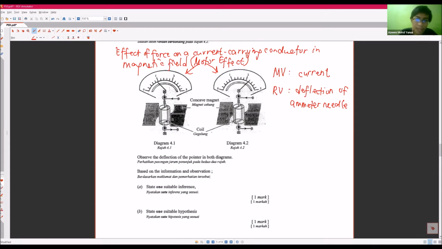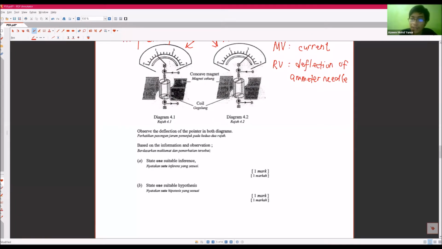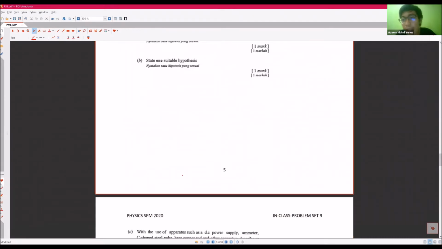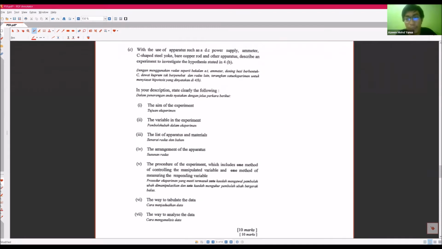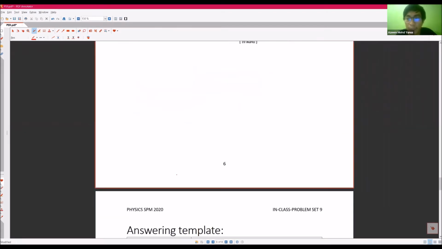Okay, so observe the deflection of the pointer. You're going to compare the deflection of the pointer in both diagrams based on the information and observations. State one suitable inference and one suitable hypothesis. So we're going to write it in our answering template. Make sure that you're able to build one big table using a ruler.